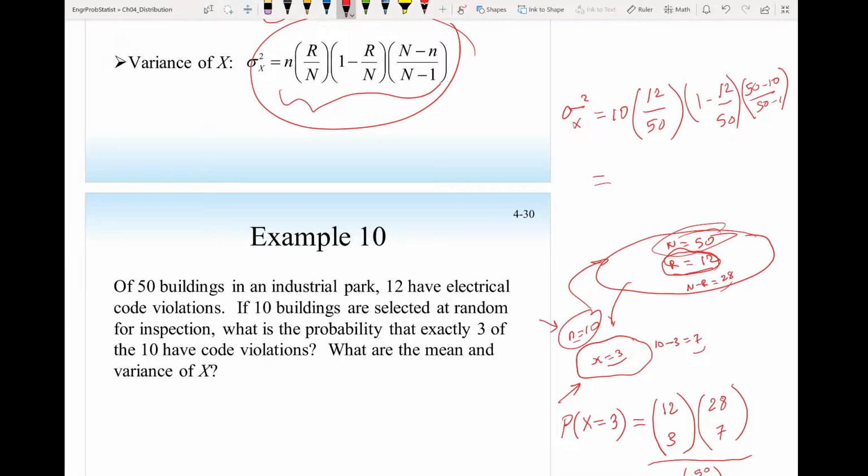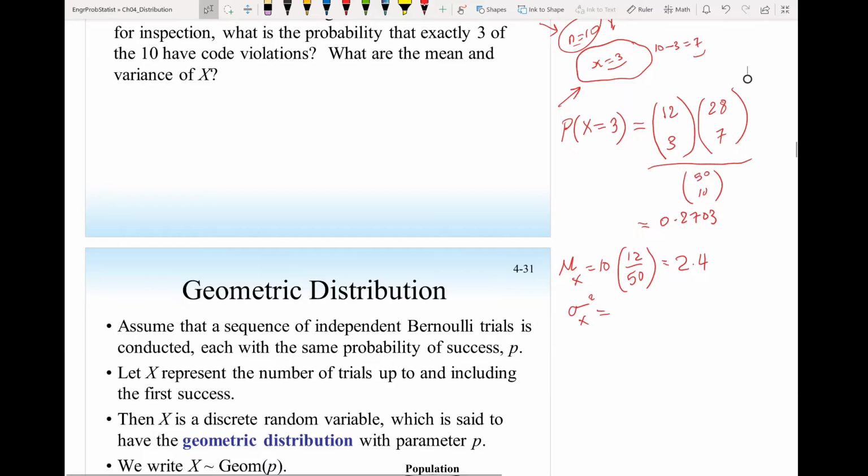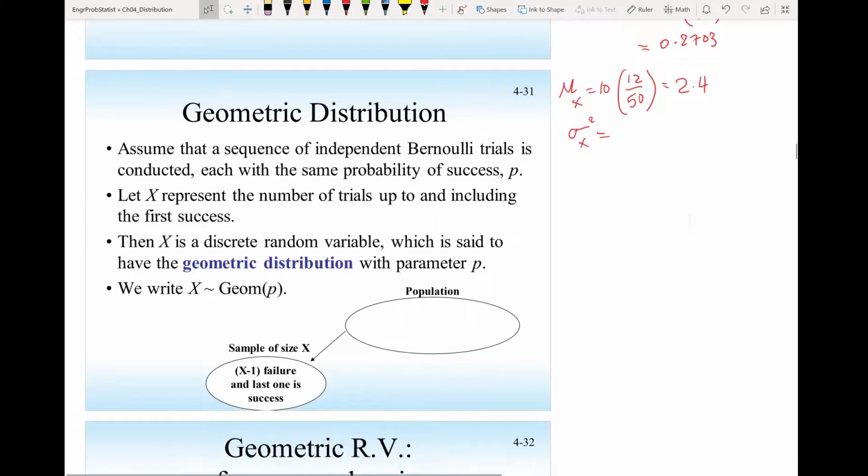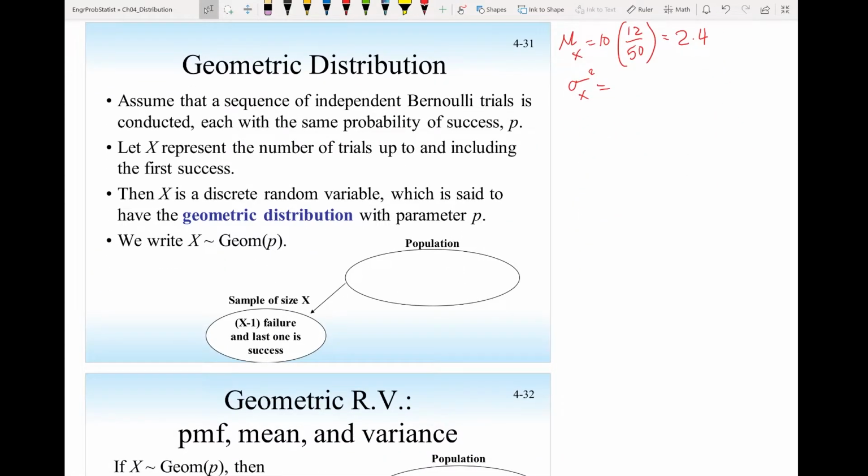And if you calculate these, you should get 1.489. We just talked about the hypergeometric. So now let's talk about the geometric distribution.